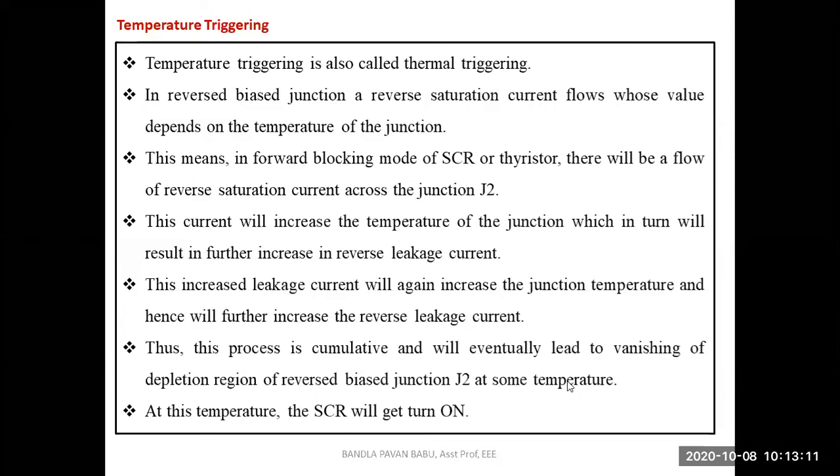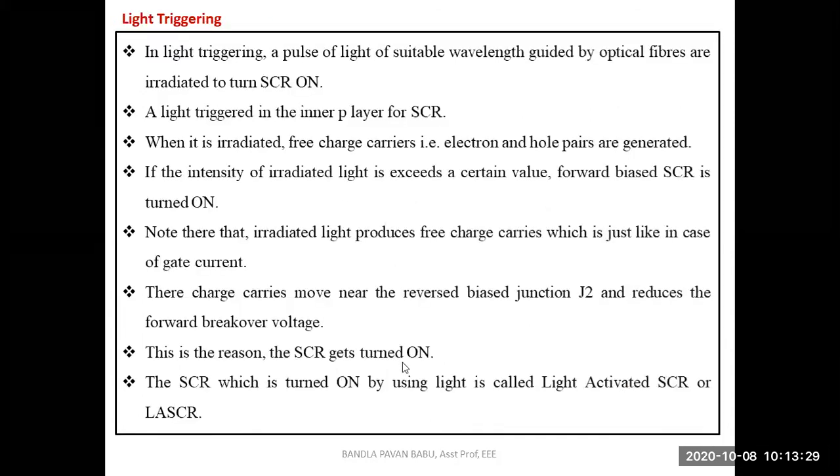So this method is also not mostly preferred, because depending on the temperature, the complete behavior of the switch may get deteriorated. I mean, reliable operation cannot be performed with this temperature triggering. Okay, and the last method is the light triggering.